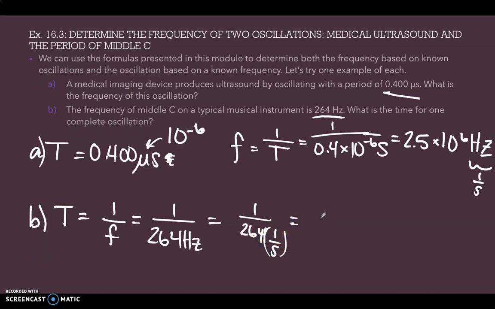Using our calculator, 1 over 264, I get a period of 3.79 times 10 to the negative 3, and this is in seconds. So this is my period of oscillation.